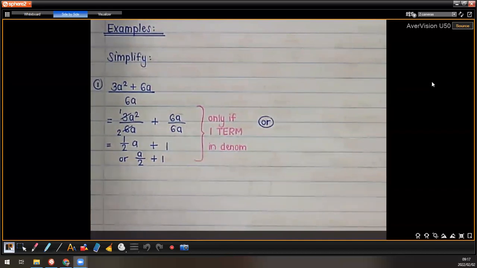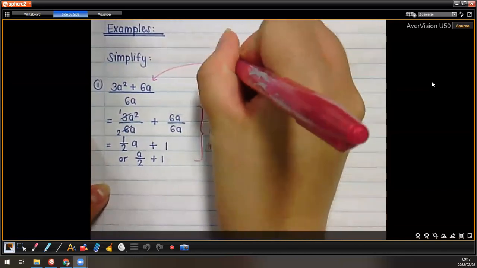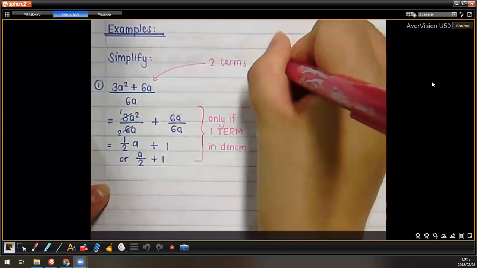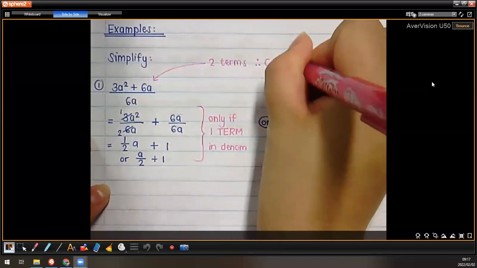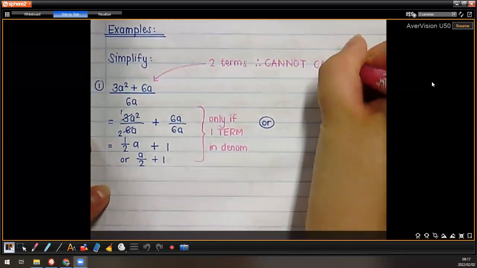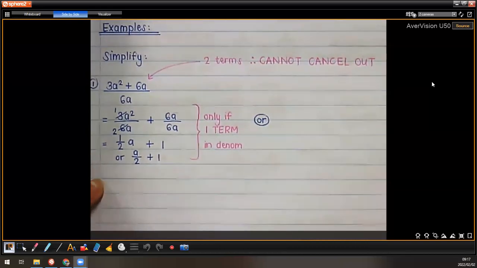So let's write somewhere on the side here. 2 terms, therefore cannot cancel out. Okay, in all caps, very important.